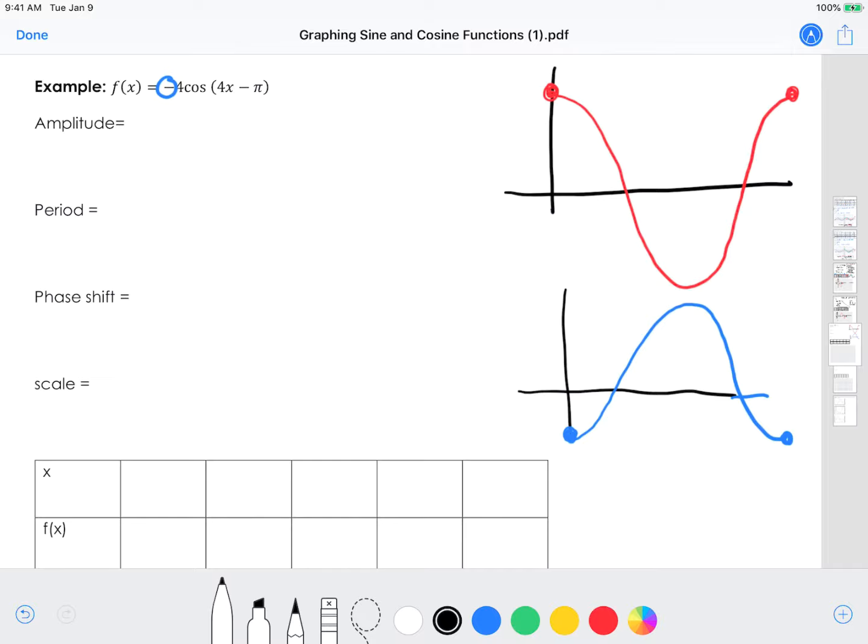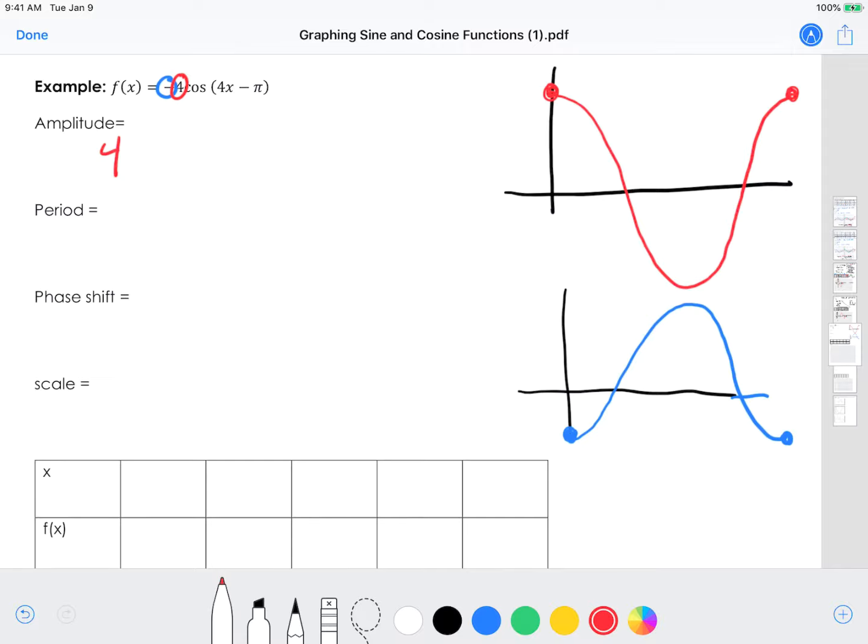Okay, so if we look at our amplitude, it tells us how far it's going to come out from the midline. And in this case, it's 4. So instead of coming out to our max and our min at 1 with our mother function, we're going to come out to 4 from the midline.